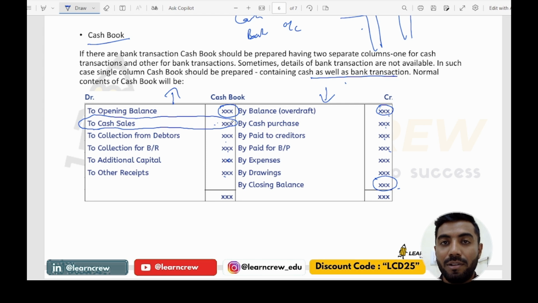This may not be the same all the time, but generally in the question, cash sales will be the balance figure. This will be taken into the P&L account. From there, you'll find the profit and loss and then prepare the balance sheet.